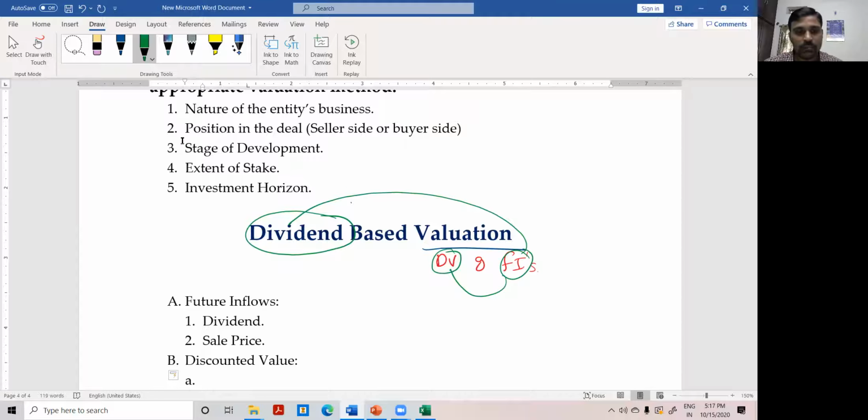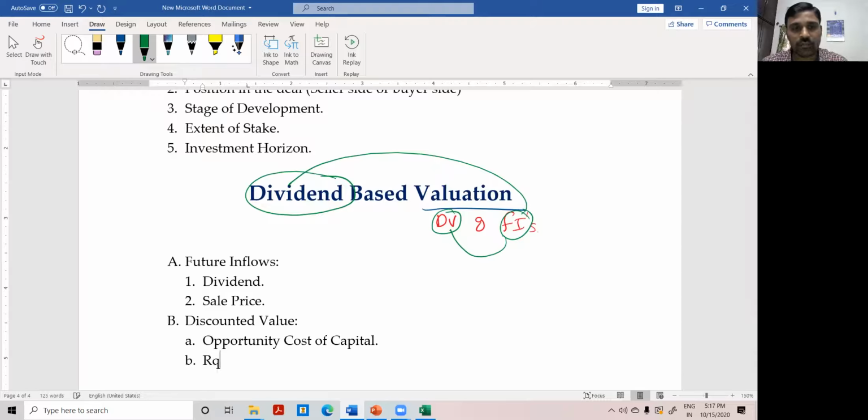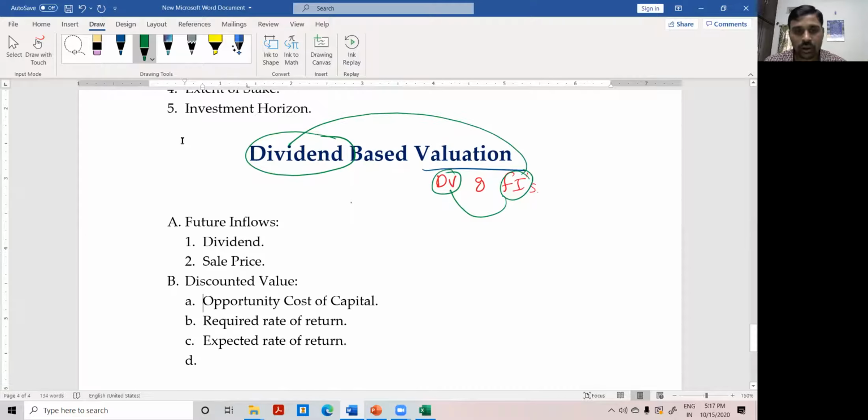Say for example, somebody will use opportunity cost of capital, and somebody will use required rate of return, and expected rate of return. These are the different terminologies used. But according to my person, as I said, this subject is customized.